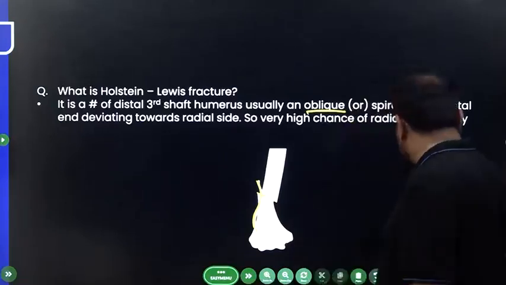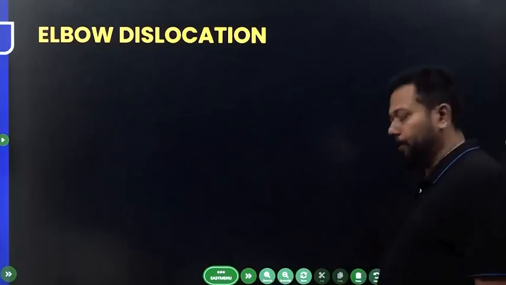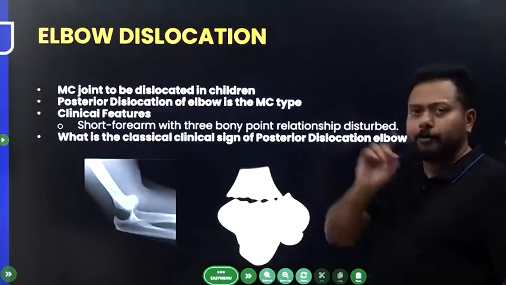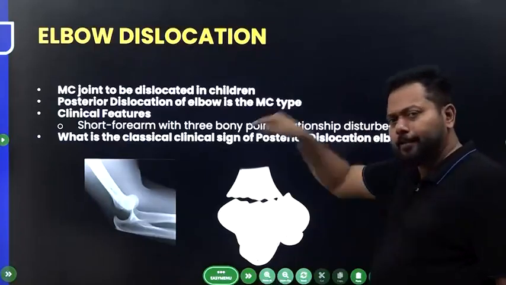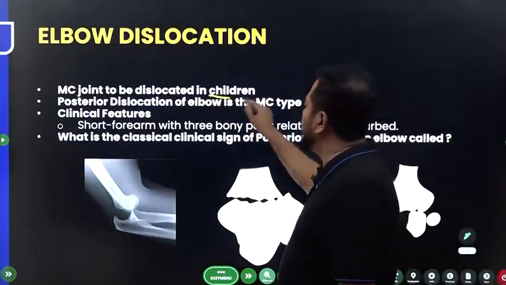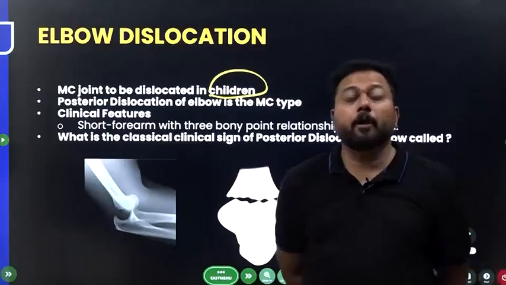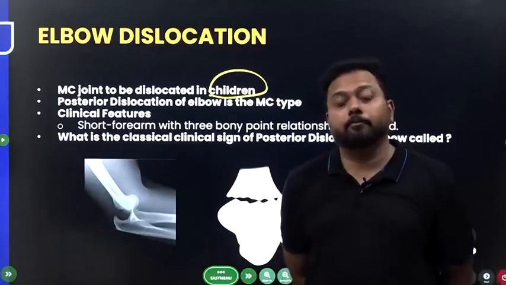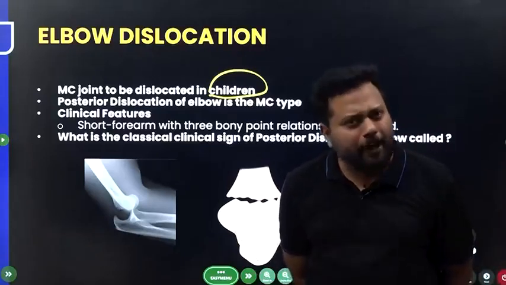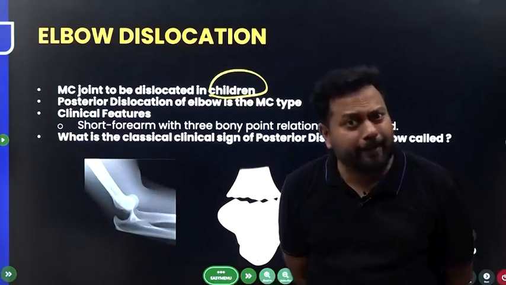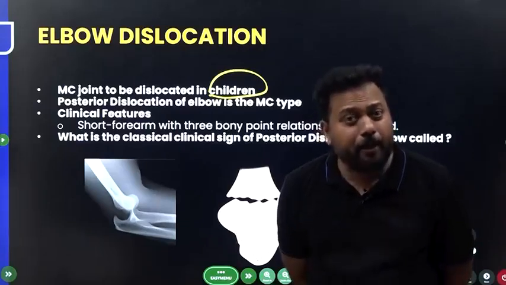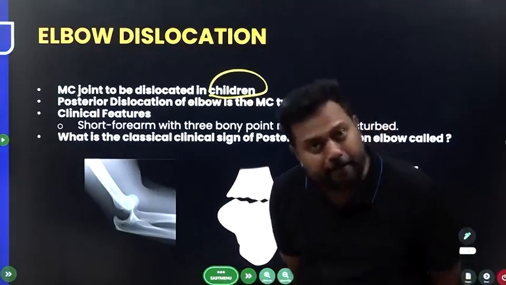Okay. Coming to the next chapter, elbow dislocation. The first point: most common joint to be dislocated in a child is the elbow. Dear friends, most common joint to be dislocated in general is the shoulder. If they specifically ask a question, most common joint to be dislocated in a child, and elbow dislocation is in the choice, that is the answer.